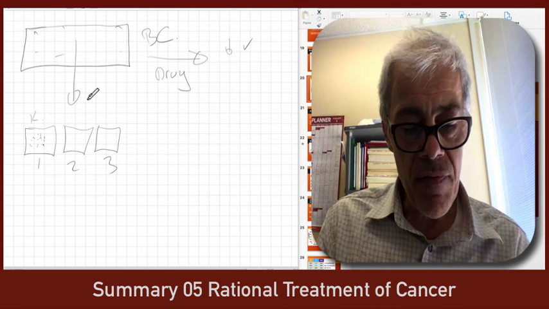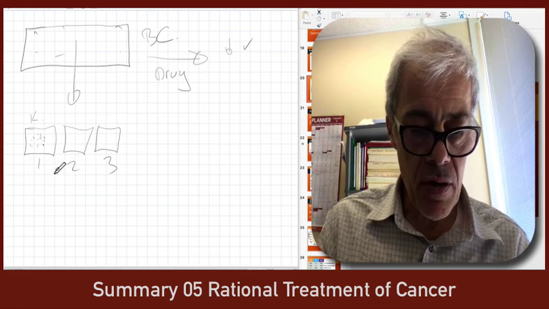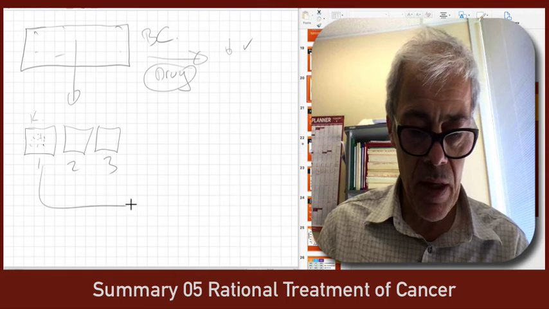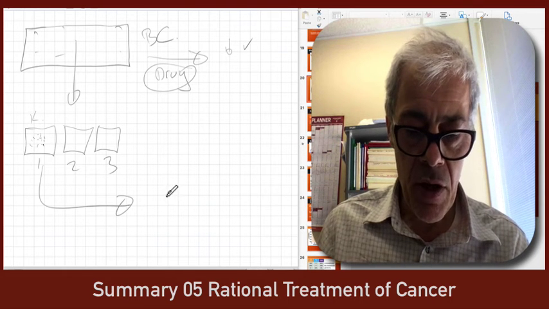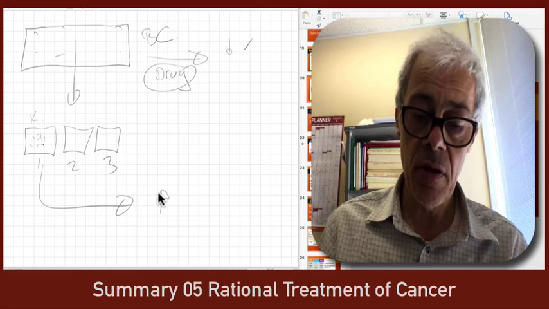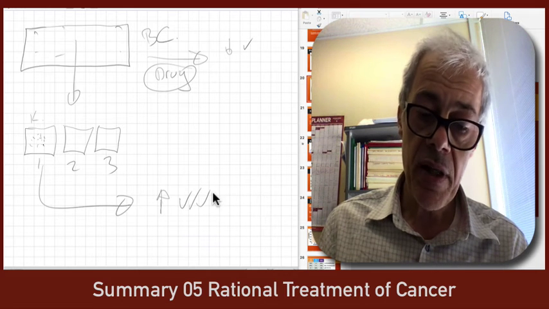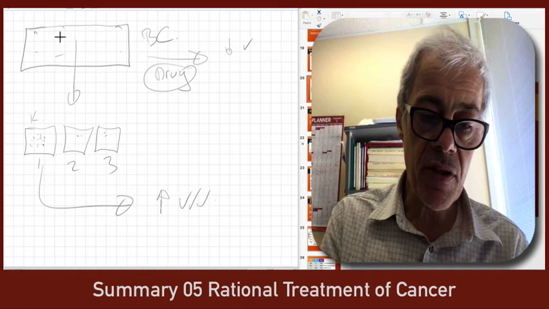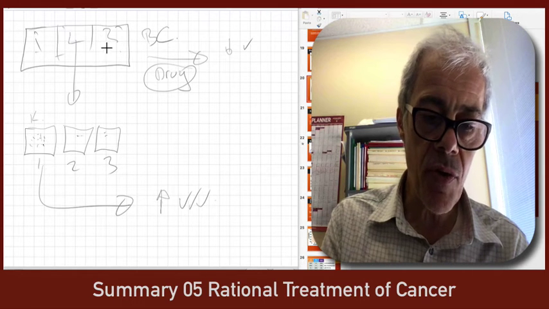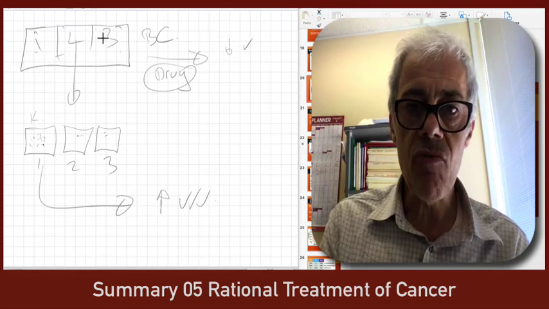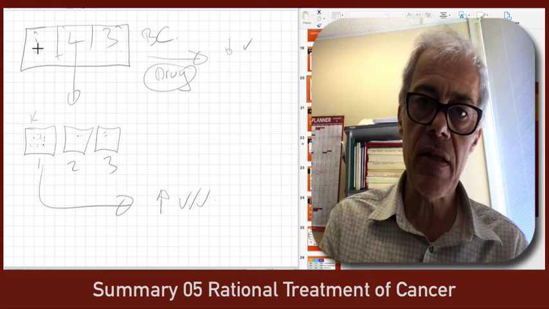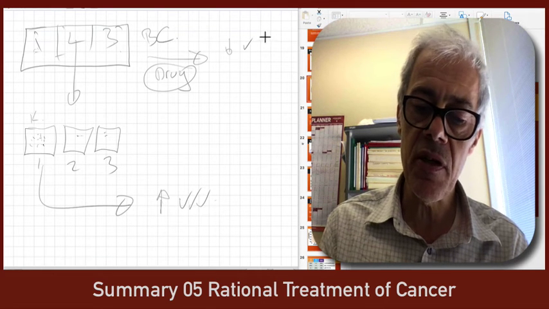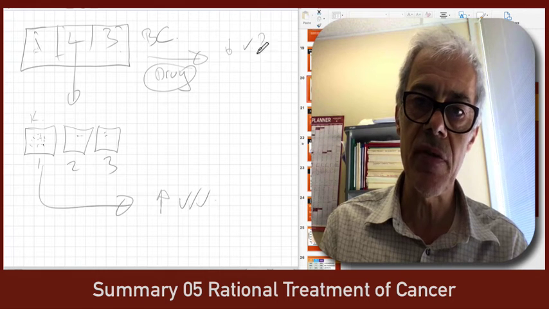So if you treat with the same drug here, in this population, you might get a high response rate, which means it's a really good drug. But that high response rate was masked by these populations in here, 1, 2, and 3. Because these are not responsive, it masks the fact that this population was responsive. So you sort of go, I'm not quite sure whether that drug is effective or not.